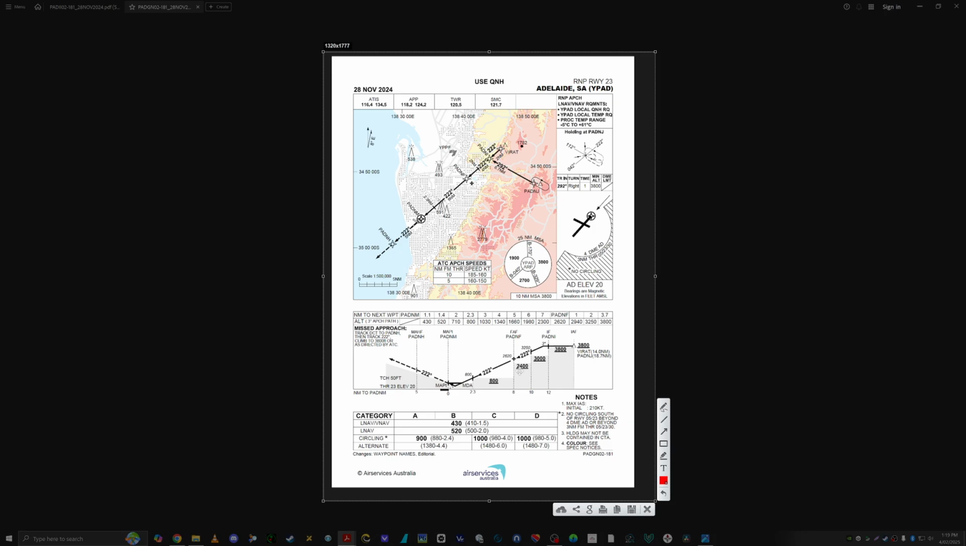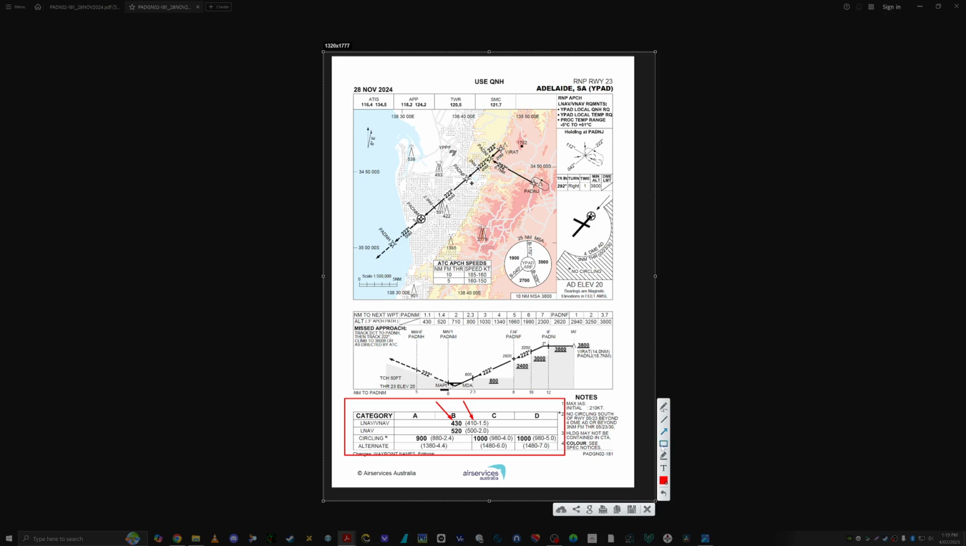Because it's a non-precision approach, this becomes even more important. Now, as most people know, you can do the RNP, and you can use LNAV, VNAV, and this gets you down to 430 barometric, or 410 feet above the ground. So because it's a non-precision approach, at 410 feet above the ground and a 1.5 visibility, you have to meet that criteria. You have to be visual.